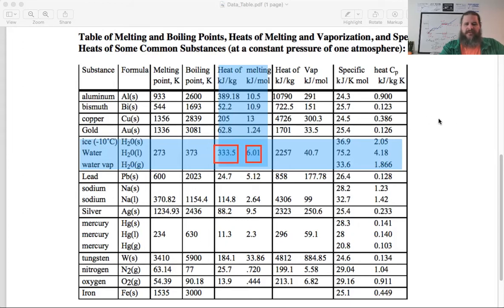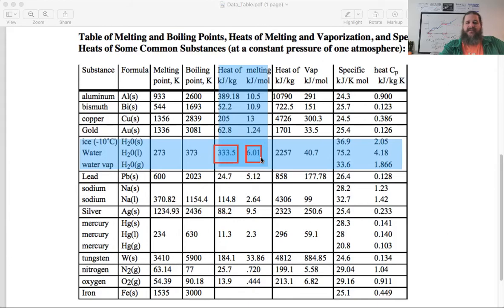Do you notice any difference in how these are presented? Yeah, kilograms versus moles. Because I said earlier, we can think of this as kilojoules per kilogram, how much energy it takes per unit of mass. But it can also be measured as kilojoules per mole, how much energy it takes per mole of the substance. You can describe how much of something there is as number of kilograms or number of moles. So which one of these you use just depends on how you're measuring the substance.